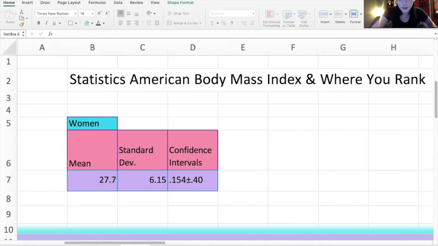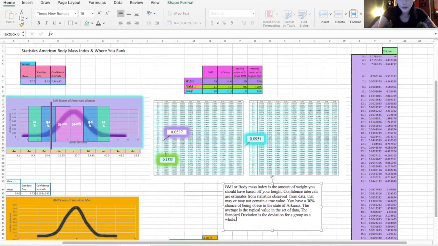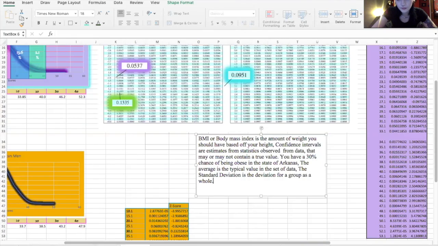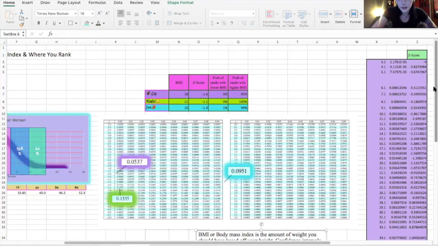I put, a little too close. There we go. We'll zoom up right here.